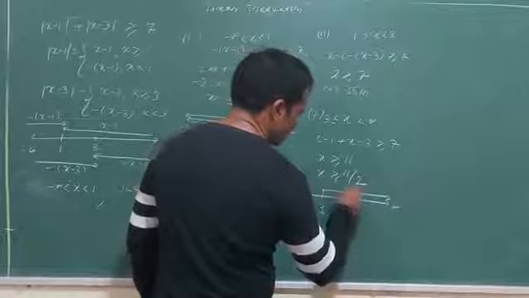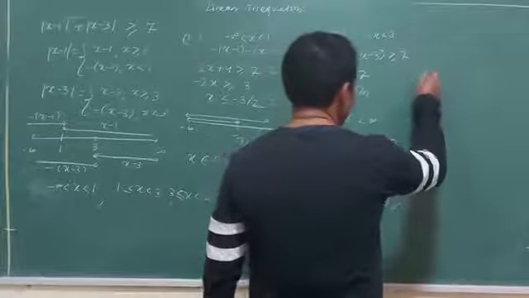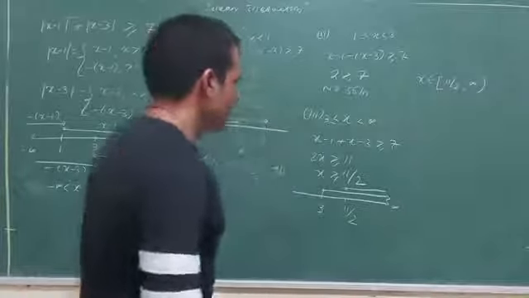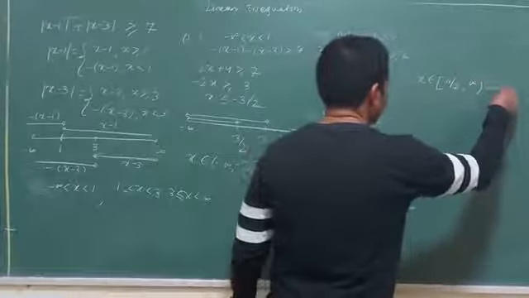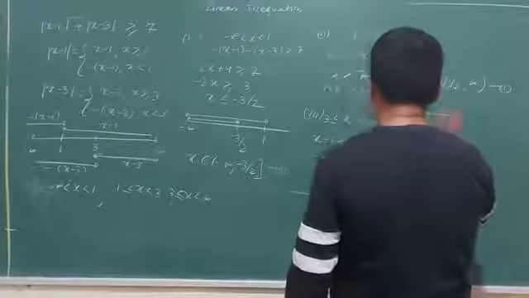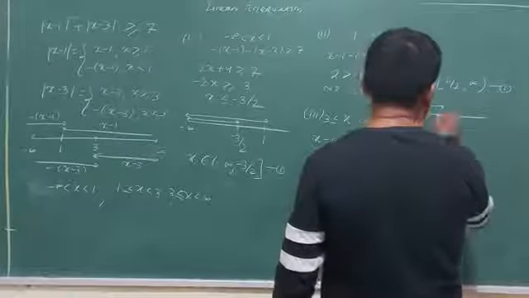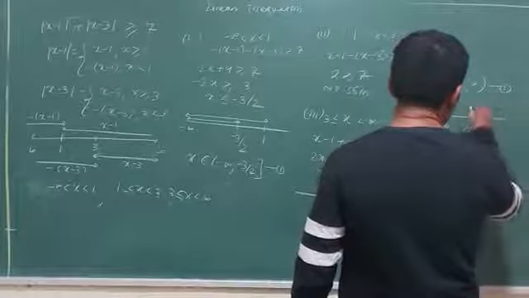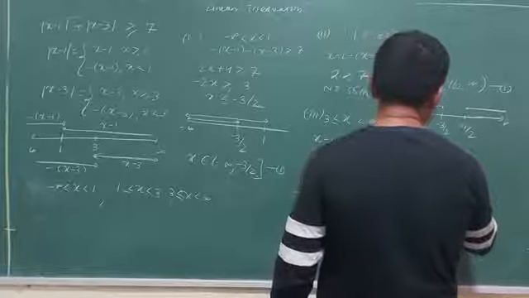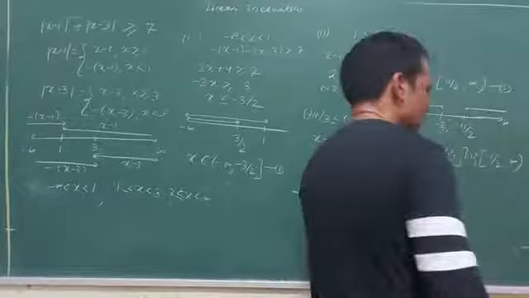11 by 2. This is the overlapping portion. This is my answer. The second part solution is x belongs to 11 by 2 to infinity. Second solution, and another one more solution we got. So combine them. So the final answer is minus infinity to minus 3 by 2, union 11 by 2 to infinity. This is my final answer.